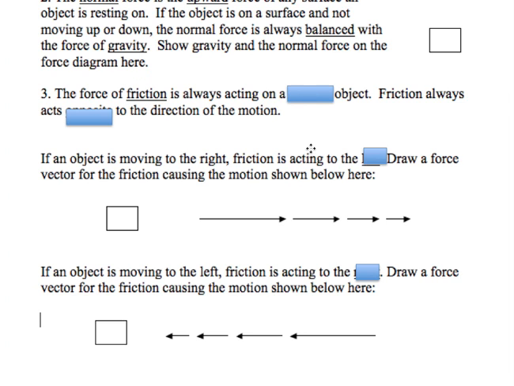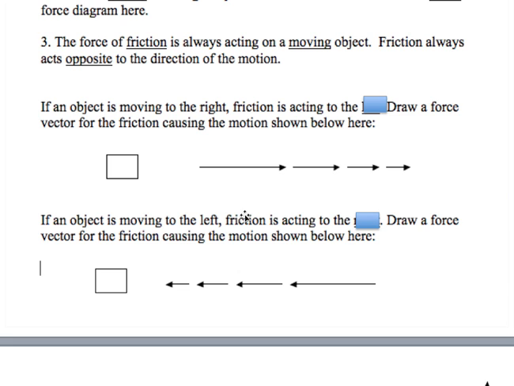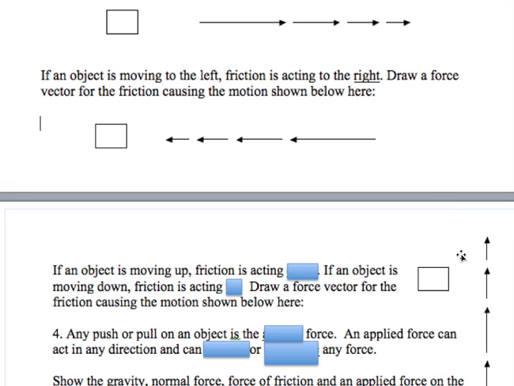The force of friction is always acting on a moving object, and friction always moves in the opposite direction. These down here now are about friction. If an object is moving to the right, friction is acting to the left. So this object is moving to the right and slowing down. Draw what the vector for friction would look like. If an object is moving to the left, friction is to the right. So this object is moving to the left. Draw a force vector for the friction causing this motion. Make sure you're labeling these as FF, force of friction.